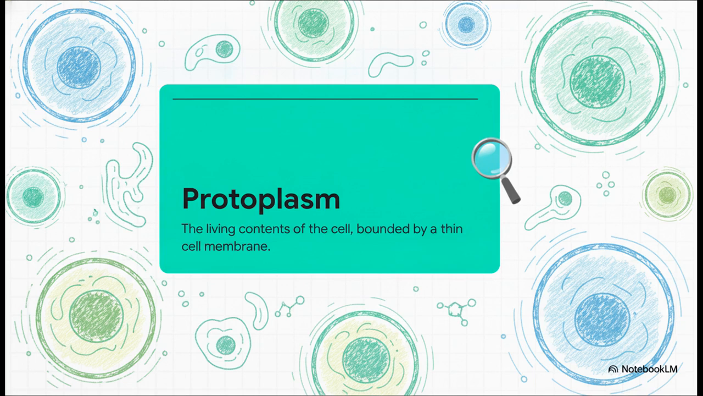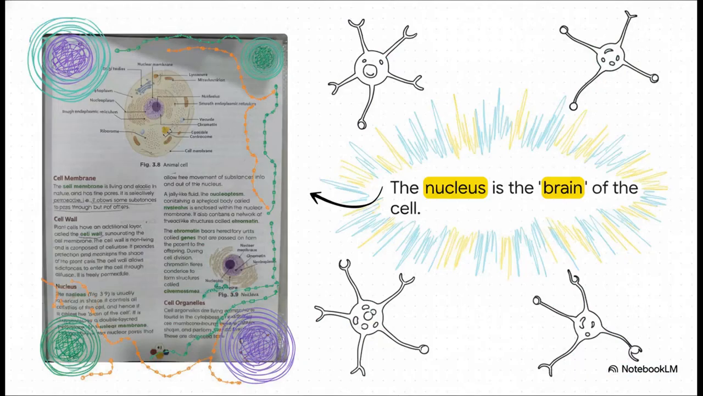It's mostly made up of a colorless, jelly-like fluid called the cytoplasm, where all the chemical action happens, plus a denser, spherical body called the nucleus. And right at the control center is that nucleus, the absolute brain of the operation.